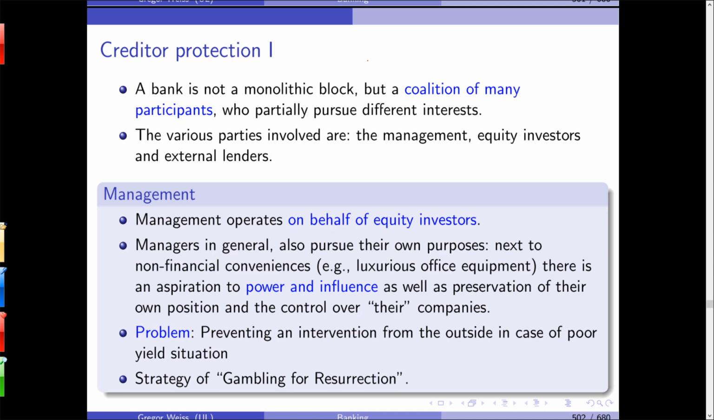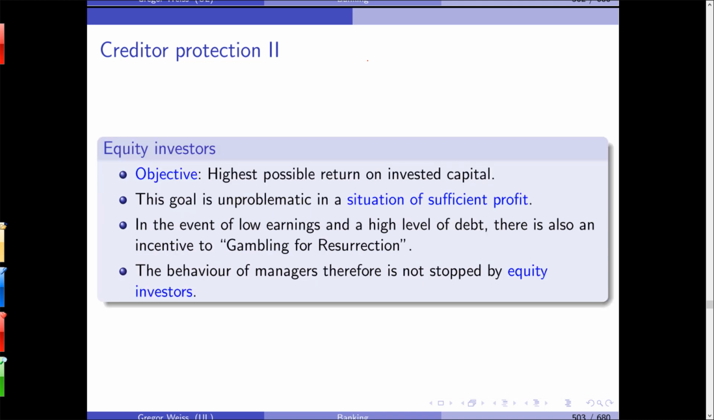And you see this in sports, you see this here with managers, and that's their strategy. Instead of doing what is best for the company, they will gamble for resurrection. More precisely, they will do what is best for shareholders, because shareholders have already lost everything. If the company is close to default, their equity value is 0. So that's the problem here.